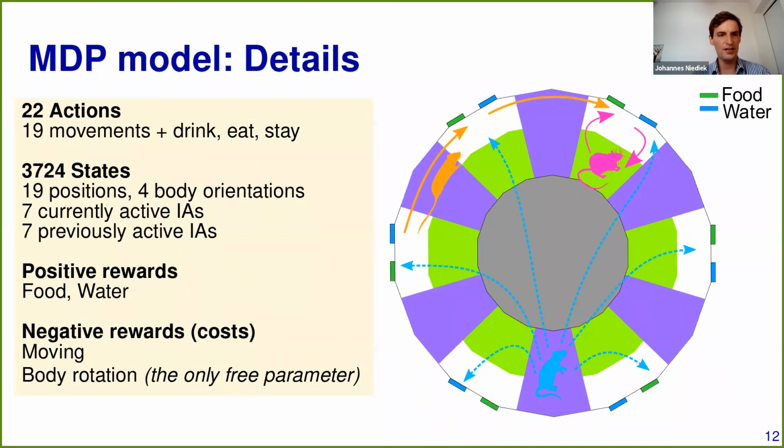And here are some details of this MDP model. So we work with 22 actions, more than 3,700 states, and positive rewards are food and water. And the costs are movement costs and a body rotation cost. So if you look at the orange red depicted here, if this red now turns around and looks towards the center of the arena or walks towards the center of the arena, the red has to rotate its body. And this also comes with a cost. And this is a free parameter that I'm going to talk about more at the end of the talk.